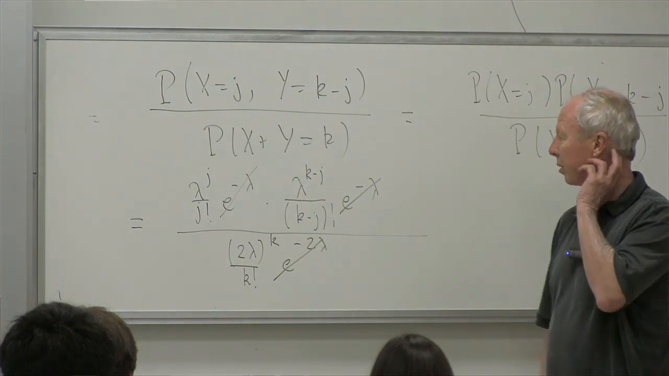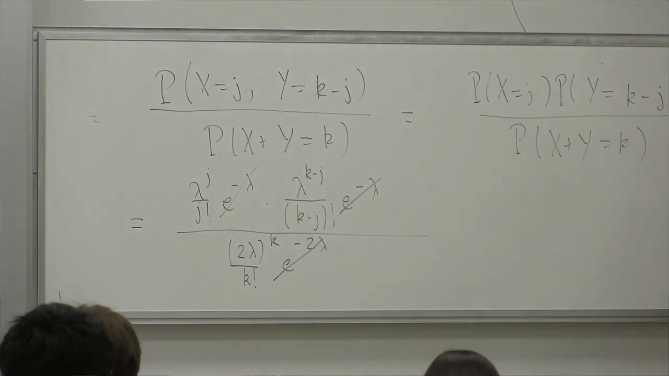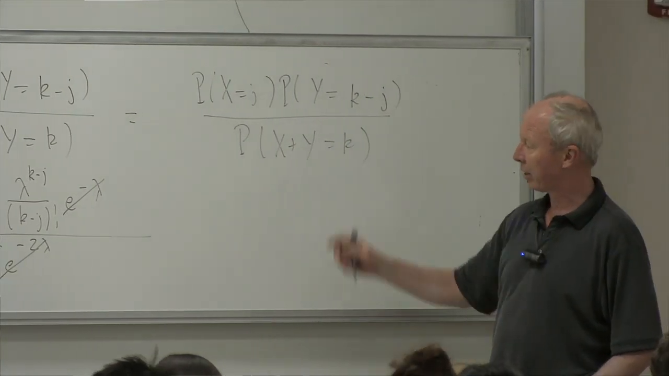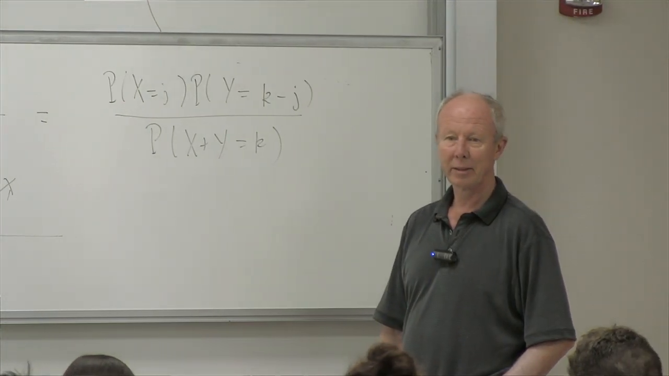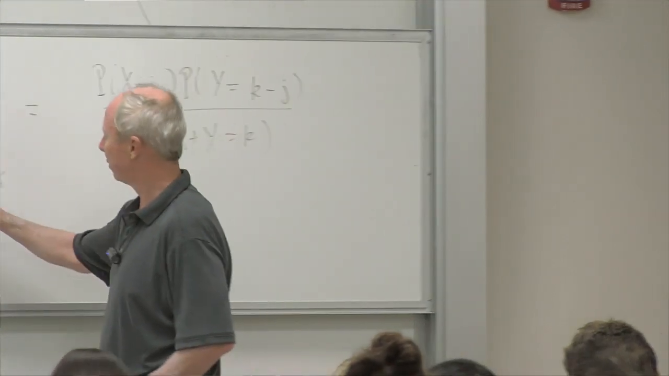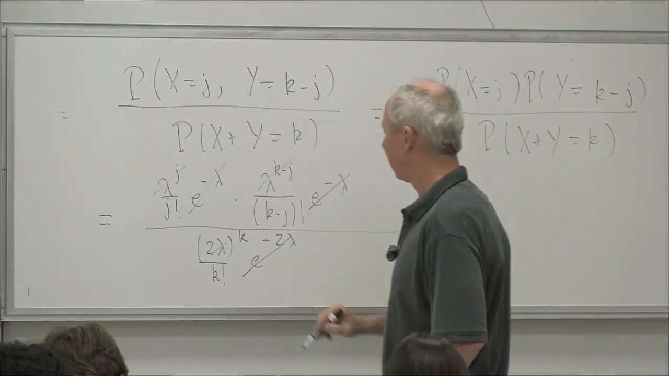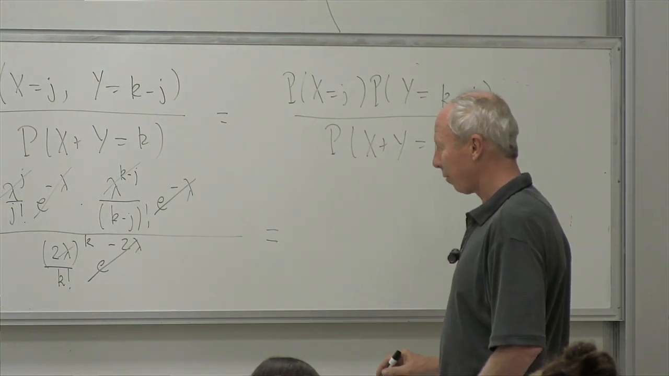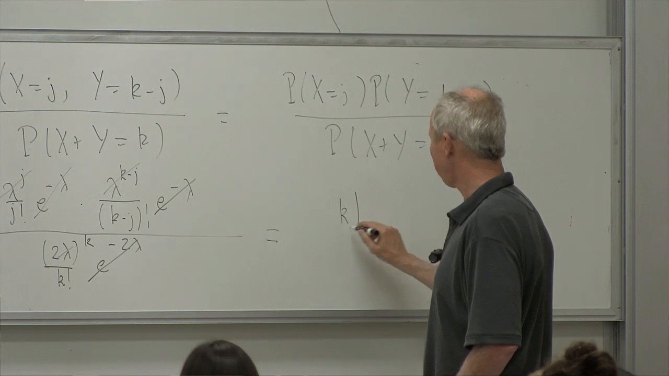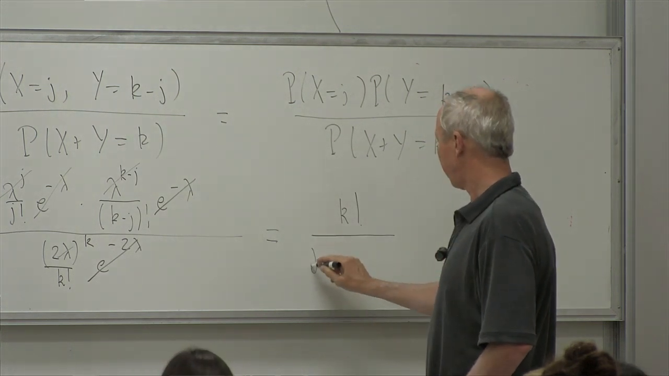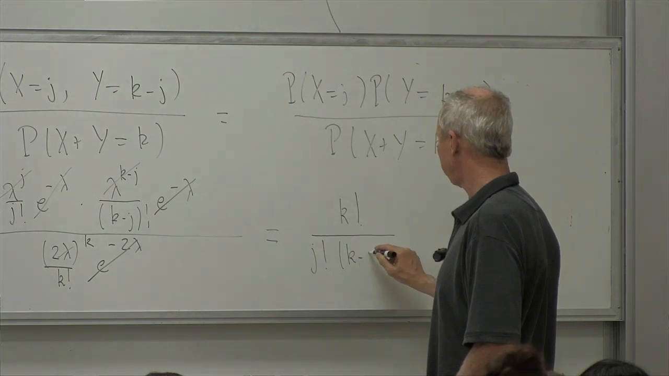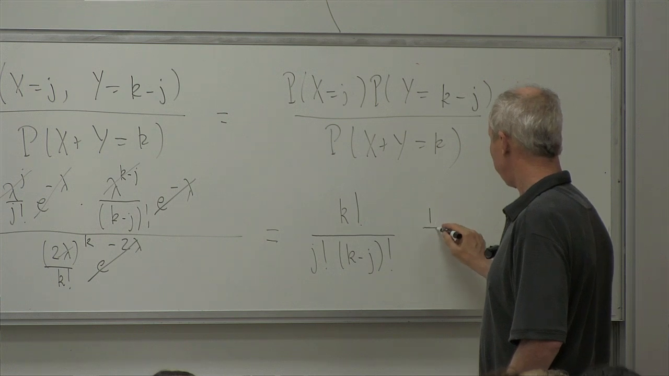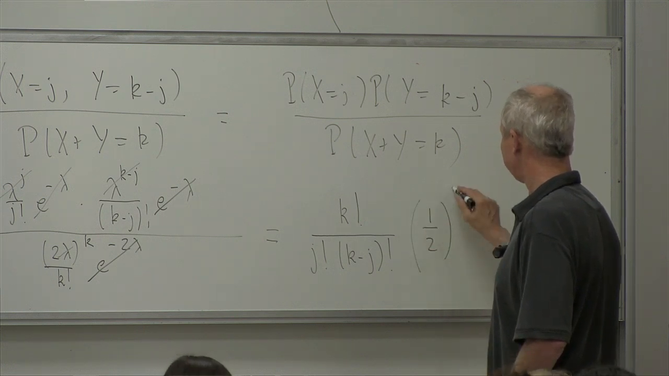Let's take care of the lambdas first. What happens to the lambdas? What's the power of lambda in the numerator? Yeah, lambda to the k. What's the power of lambda in the denominator? Also lambda to the k. So the lambdas cancel. So what's left? K factorial goes in the numerator over j factorial and then k minus j factorial, and then a 1 over 2 to the k. That's it.